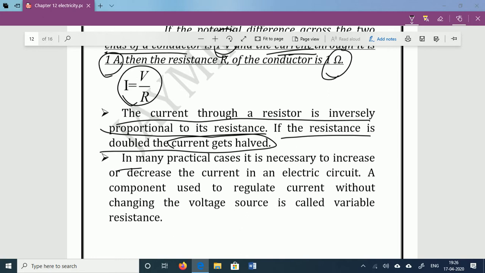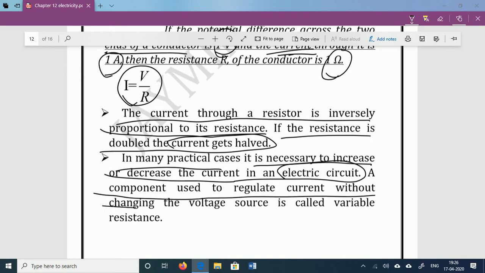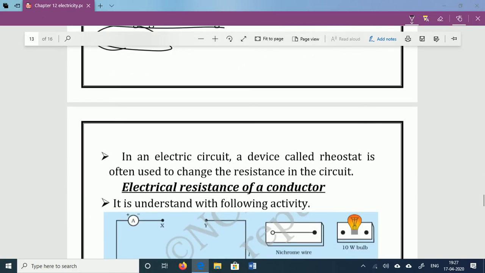So in many practical cases, it is necessary to increase or decrease the current in the electric circuit. The component used to regulate the current without changing the voltage source is called a variable resistance, and variable resistance can be achieved with the help of a resistor. In an electric circuit, the device called a rheostat is often used to change the resistance in the circuit. A rheostat is nothing but a variable resistor.